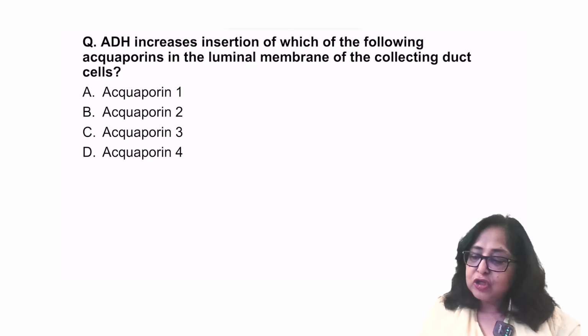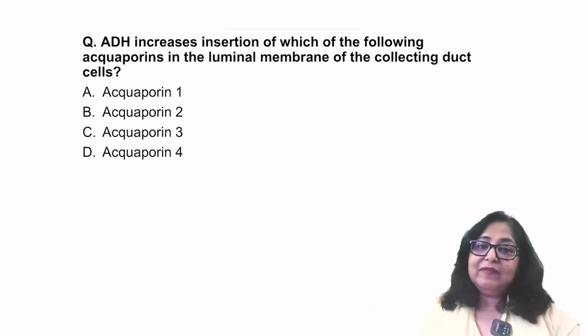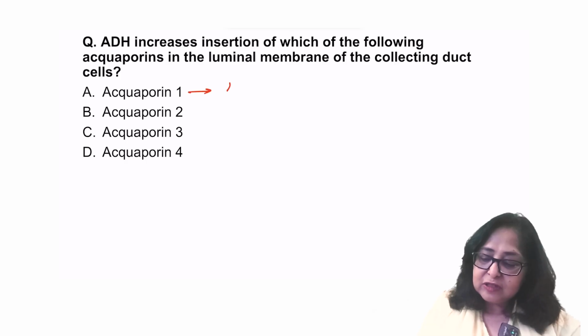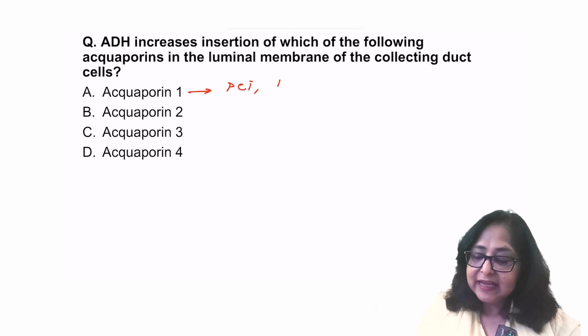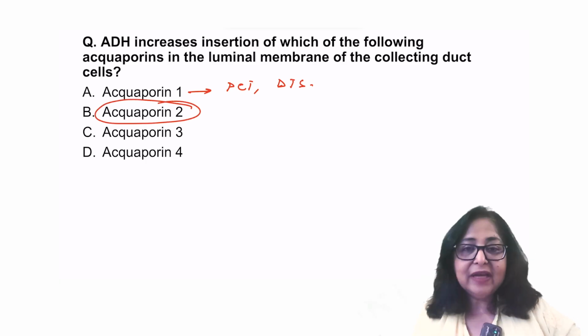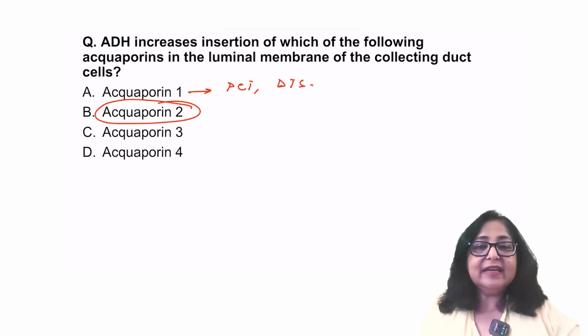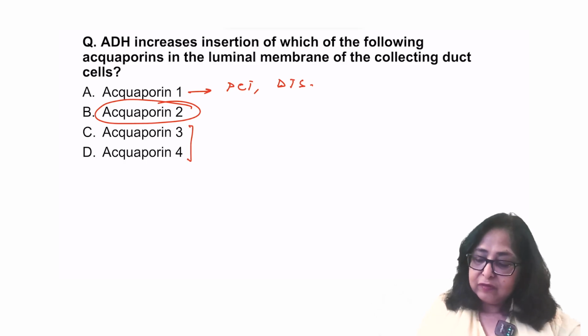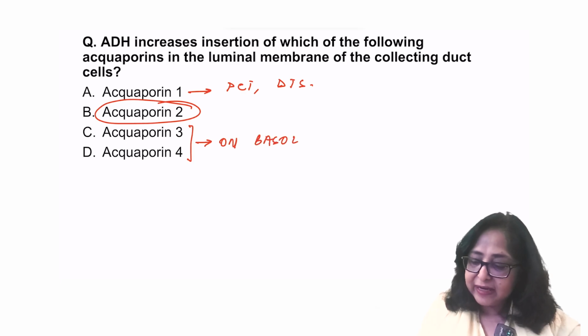ADH increases insertion of which of the following aquaporins in the luminal membrane of the collecting duct cells? Now, we've discussed water reabsorption in different segments. Aquaporin 1 is responsible for water reabsorption in PCT and the descending thin segment, but it is aquaporin 2 which is responsible for water reabsorption in the collecting duct. ADH will increase the insertion of aquaporin 2 on the luminal membrane. Aquaporin 3 and 4 are present on the basolateral membrane of the collecting duct cells.